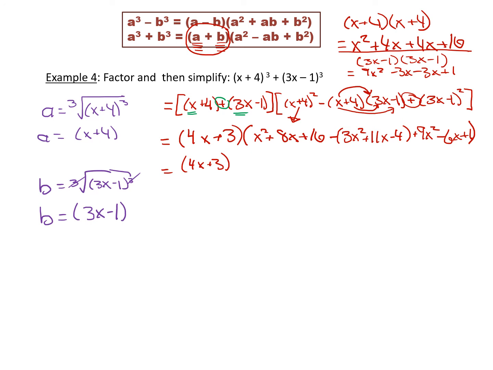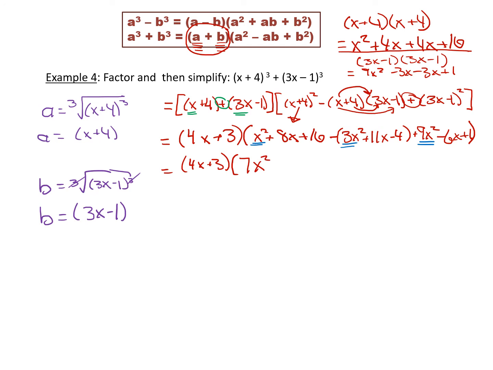And I'm going to do 2 steps in one here, which you guys should all be capable of doing. I'm going to start with the x squareds. I've got this x squared. This is going to be a negative 3x squared, and then plus 9x squared. So x squared minus 3x squared plus 9x squared. That's going to be a 7x squared.